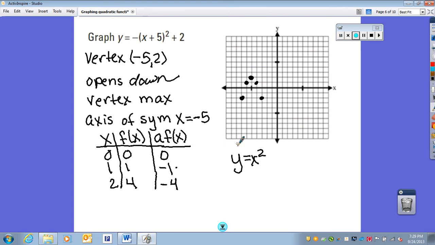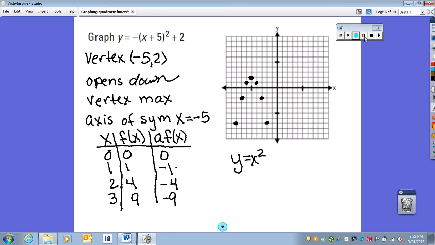And if we would like a better picture of what our parabola would look like, we can simply add another point into our table. So if x is 3, 3 squared is 9, and then we multiply a times f of x, which is our -1, times 9 would be -9. So from our vertex, we're going to go to the right 3 and down 9.